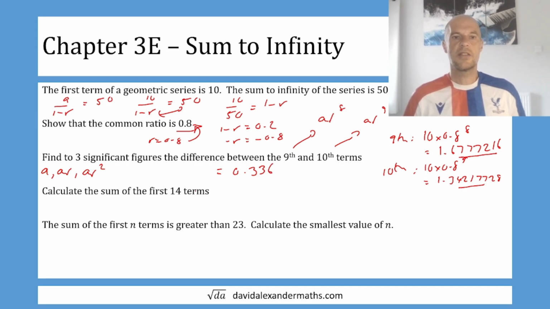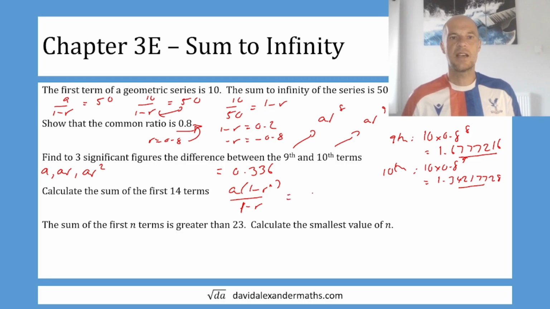So to three significant figures, that is 0.336. The sum of the first 14 terms: the sum of n terms is always a lots of 1 minus r to the n over 1 minus r. Sorry, that's a 1 there, not another r. So actually the sum of the first n terms is a more complicated formula than the sum to infinity.